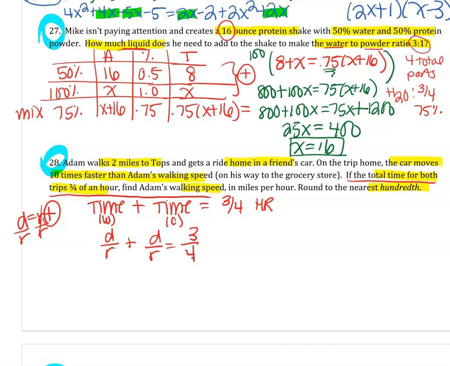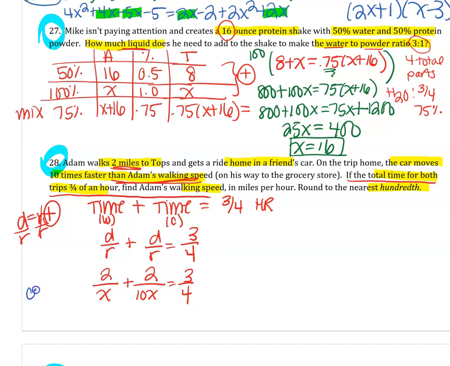Now you're rereading the problem. What was the distance he walked to Tops? It was 2 miles. Now if he got a ride home, we're assuming that's also 2 miles because it was straight home. What's the rate of his walking speed? Well, it said the car moves 10 times faster than Adam's walking speed. So let's call Adam's walking speed or rate x, which then means 10 times it for the car speed would be 10x. Now that we have that all set up, we're good to go.